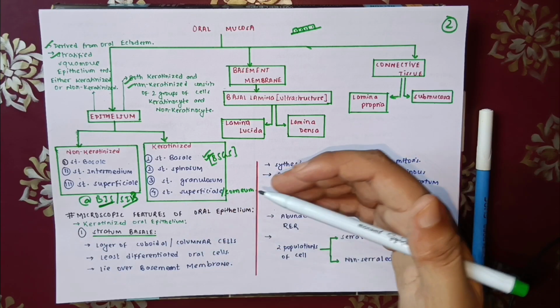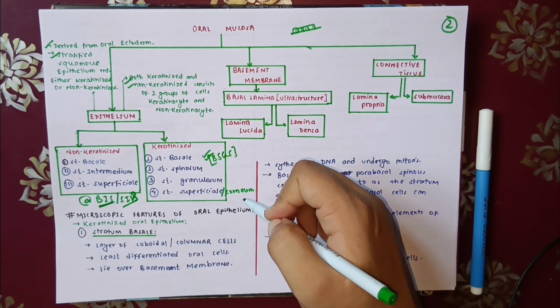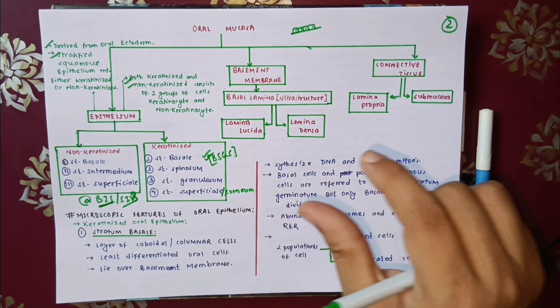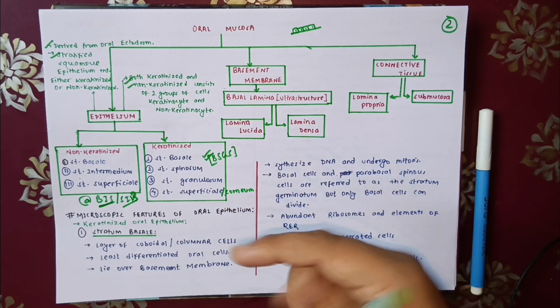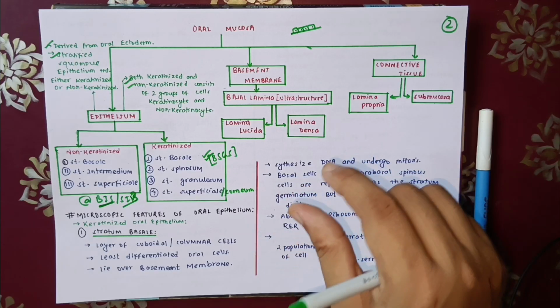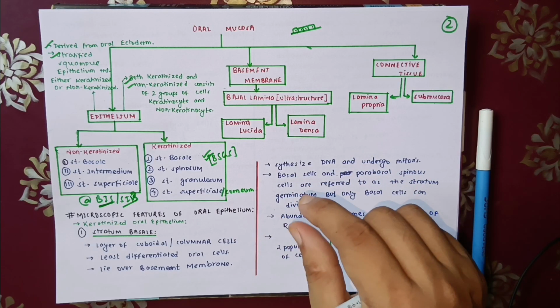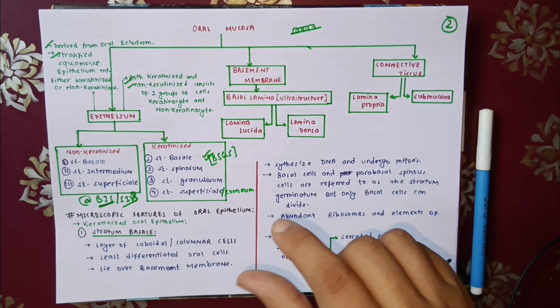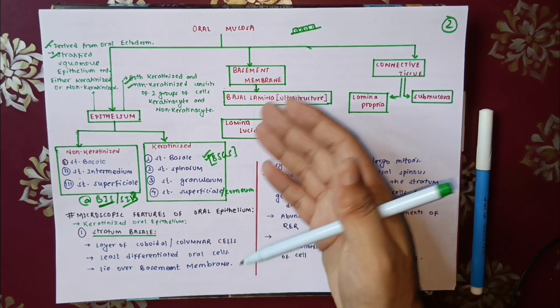Superficiale means the most superficial layer, or stratum corneum. After corneum we have a granulosum, and in granulosum there are granules. After granulosum there is a stratum spinosum, and spiny processes are present in this layer. After that is stratum basal. Basal means at the base of the epithelium, and below the base there is a basement membrane.